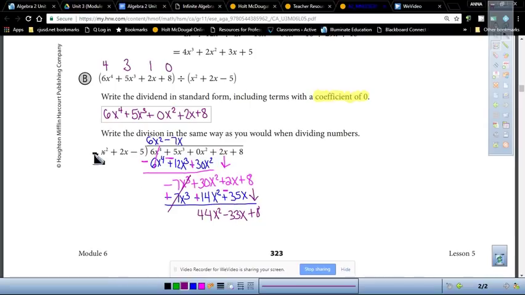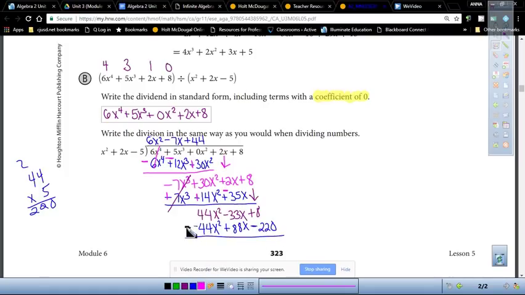So now I ask myself, how do I make x squared look like 44x squared? Well, I'd have to multiply it by 44. So when I multiply it by 44, I get 44x squared. 44 times 2x, that's 88x. And 44 times negative 5, that's 220. So I get, but it's a negative, so it's minus 220.